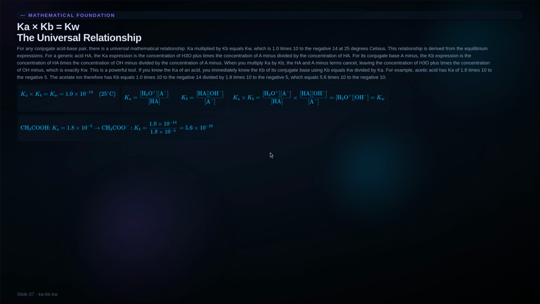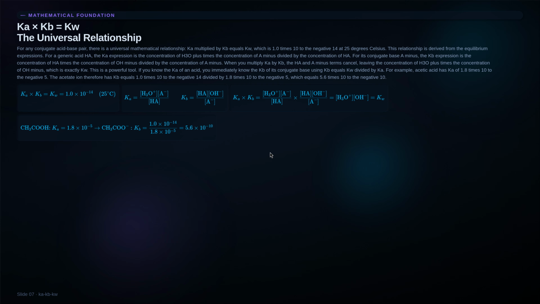This is a powerful tool. If you know Ka of an acid, you know Kb of its conjugate base using Kb equals Kw over Ka. For example, acetic acid has Ka 1.8 times 10 to the negative 5.